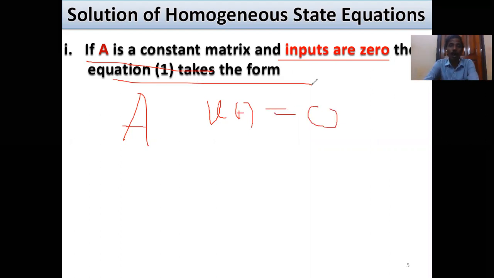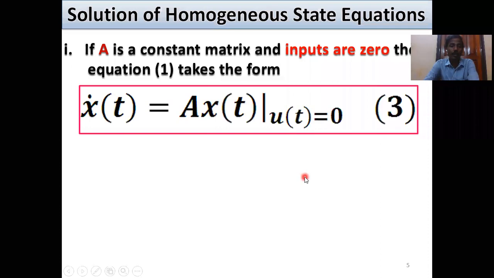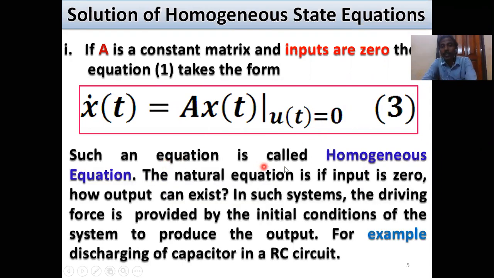What is the equation form? When u of t is 0 and A is a constant matrix, then equation 1 takes the form x dot of t equals Ax of t, because u of t equals 0. This is equation number 3. Such an equation is called a homogeneous equation. That means when u of t equals 0 and A is a constant matrix, but x of 0 is not equal to 0, then the equation is called the homogeneous state equation or homogeneous equation.